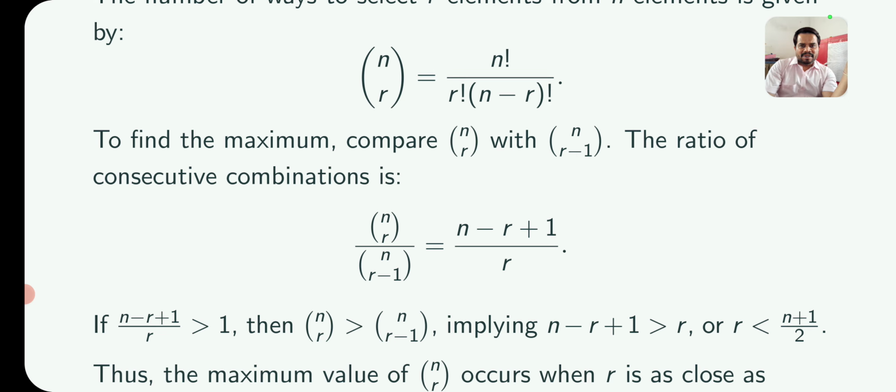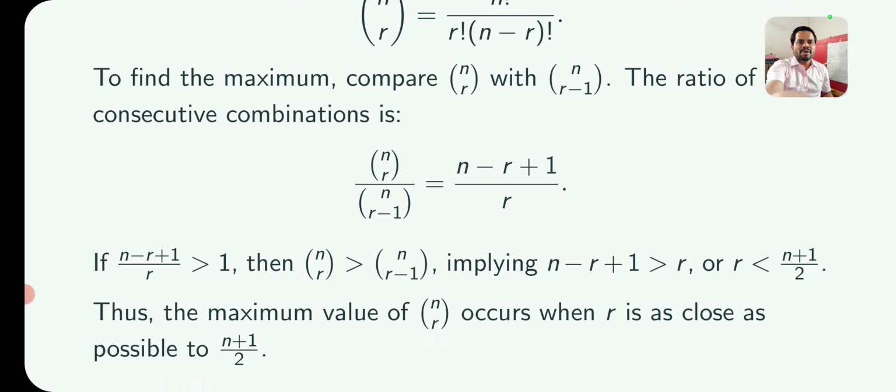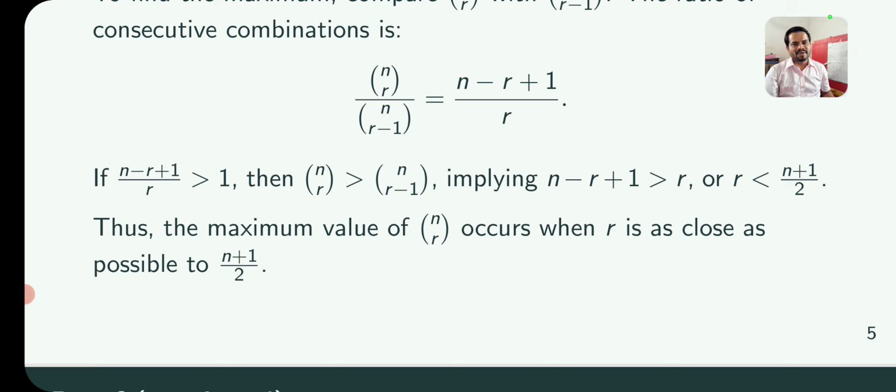So if this right hand side is greater than 1, it means that nCR is greater than nC(R minus 1), and it implies that n minus R plus 1 is strictly greater than R, or we can say that R is less than (n plus 1) by 2, and thus the maximum value of this combination nCR occurs when R is as close as possible to (n plus 1) by 2. So do you understand how we can prove this? When R is close, it is possibly (n plus 1) by 2.